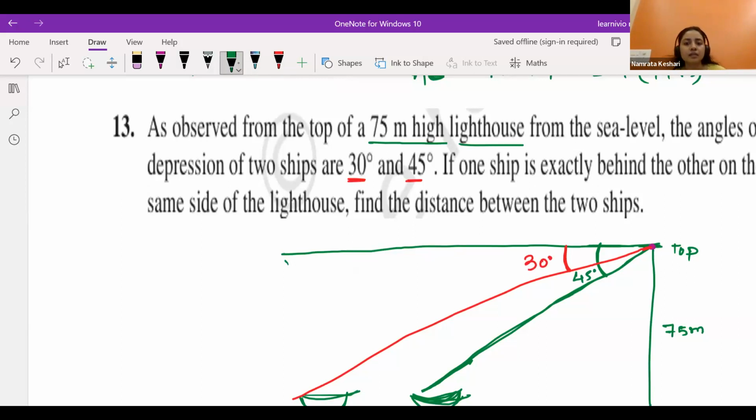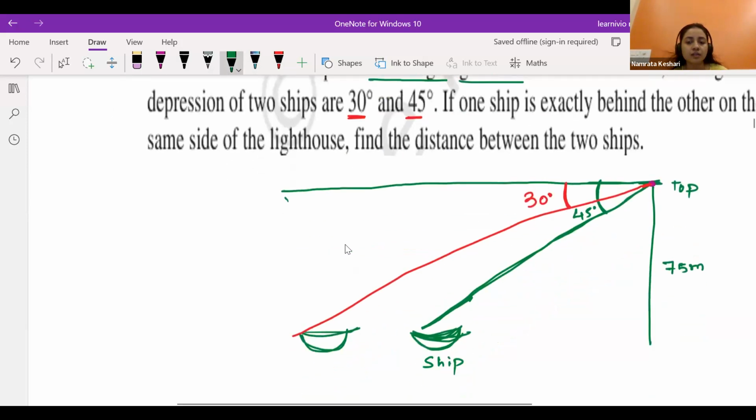Yes, Maha, are you asking anything? Ma'am, I don't understand how you took 30 for one angle and 45 for the other. We don't know exactly, but see carefully. If you look at the angle which I have marked, the red color angle and the green color angle, just compare which one is bigger and which one is smaller.